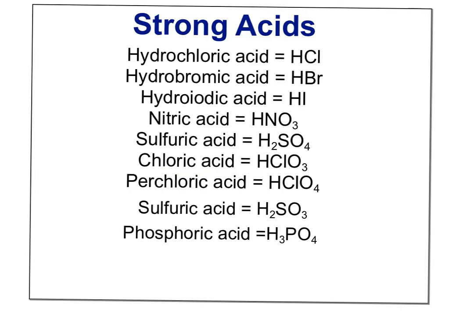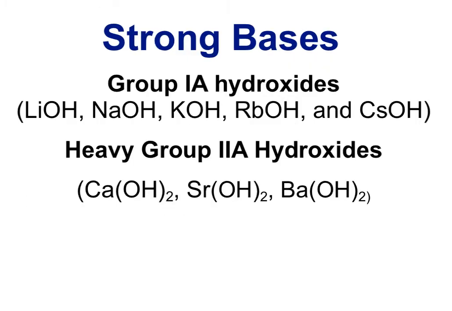Here are the strong acids. These are the ones that you would break down in net ionic equations, honors. Hydrochloric, hydrobromic, hydroiodic, nitric, sulfuric, chloric, perchloric, and phosphoric. So those are your strong acids. Strong bases are the group 1A hydroxides, so I'm talking about the first column on the periodic table bonded with the hydroxide. So lithium, sodium, potassium, rubidium, and cesium. And then the other group of strong bases are the second column, group 2A with hydroxide, but just the heavy ones, so calcium down: calcium, strontium, and barium.